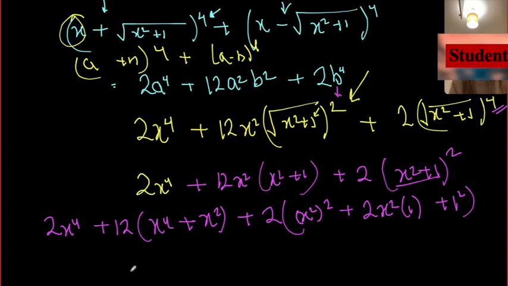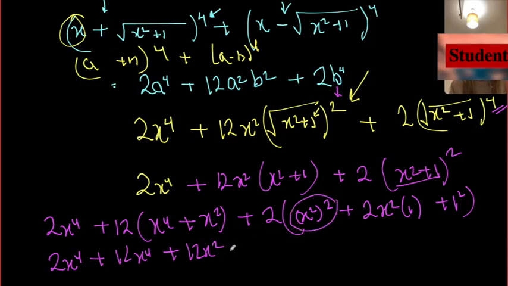Okay, so let's expand this. This is 2x to the power 4 plus 12x to the power 4 plus 12x square. So this will become x to the power 4. Are you happy with this? Yeah. 2x to the power 4 plus 4x square. Are you happy with this? Plus 2. Is that okay?